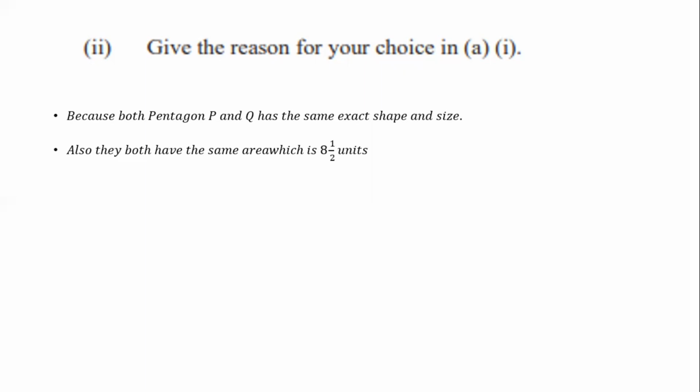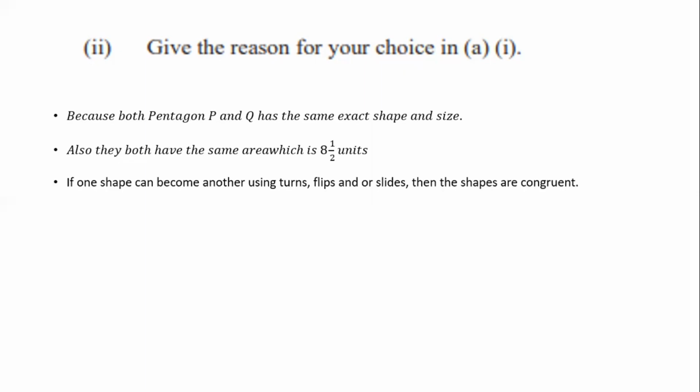Congruency speaks to polygons or shapes having the same exact shape and size. So it doesn't matter where they were located, if one was on the left and the other was on the right. But once we can identify that they have the same shape and size, so basically they have the same area, then that is considered to be congruent. So if one shape can become another using turns, flips, and/or slides, then the shapes are considered to be congruent, and that is how we justify our answer to part 1.